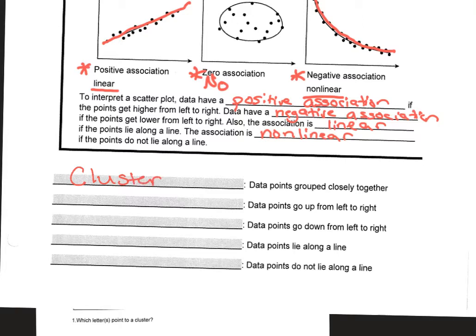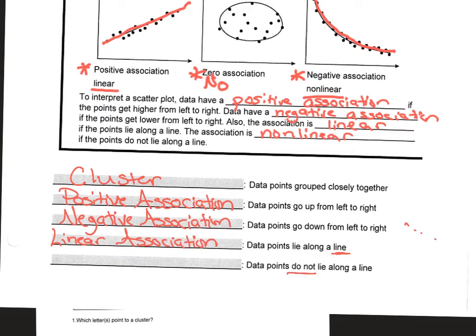Data points that go up from left to right is positive association. If they go down left to right, that's negative association. If they lie along a line, it's linear. And if they do not lie along a line, it's nonlinear.